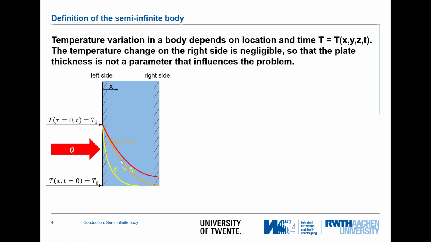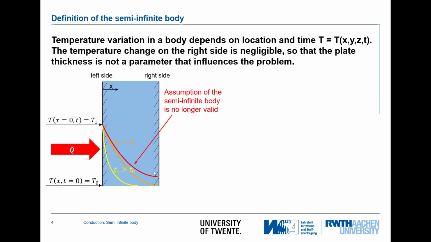The next graph in time would be the red one, where now the temperature on the surface on the right side here has also significantly increased. But we will limit our approach to the yellow and the orange part where the temperature has not severely changed here on the right side. This is an assumption of the semi-infinite body, and on the red curve here we see that this assumption is no longer valid.